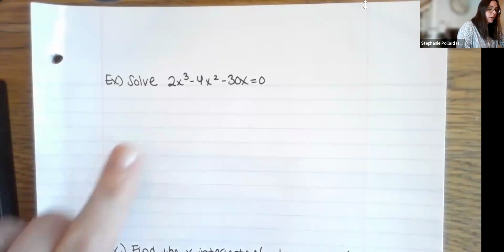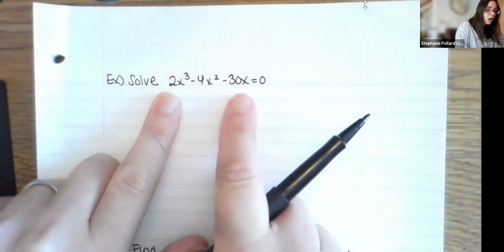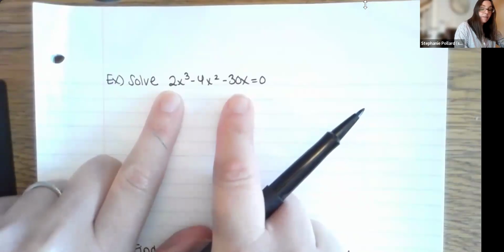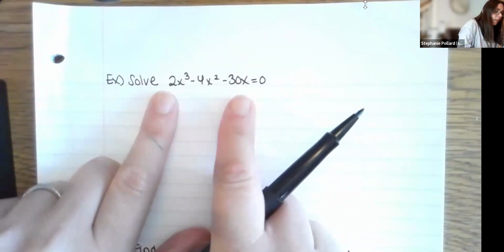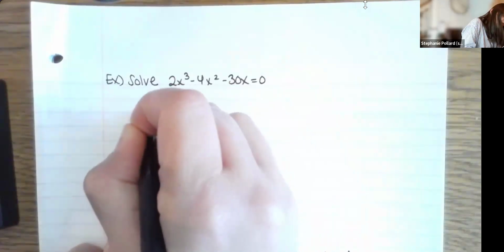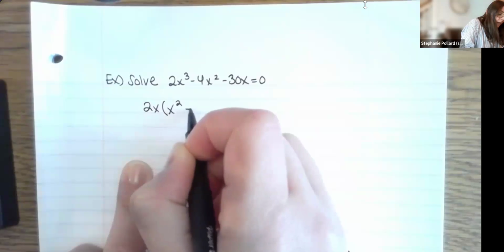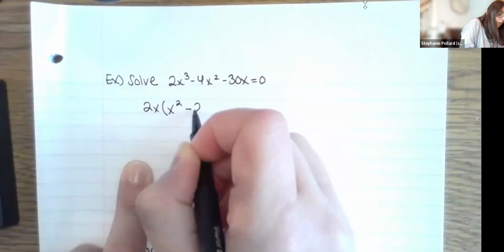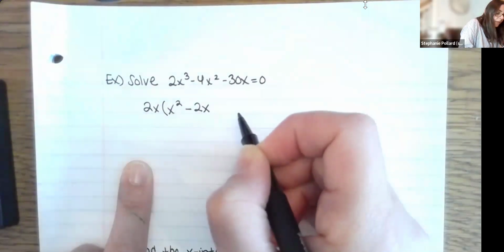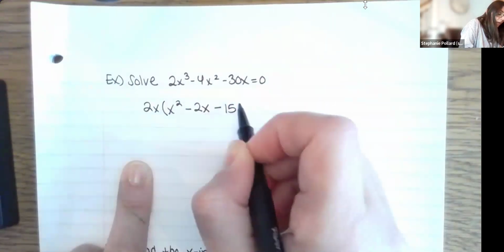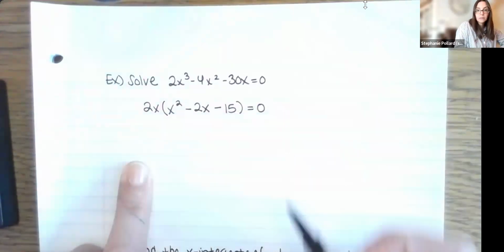So the first thing I'm going to notice is I do have a common factor. All 3 terms have at least one x in them and a factor of 2. So I'm going to start by taking that out first. When I do that, I have an x squared left here. 4 divided by 2 is 2, so I have a 2x left in the middle. And then 30 divided by 2 is 15. The x is already taken out, so I have a -15 there.